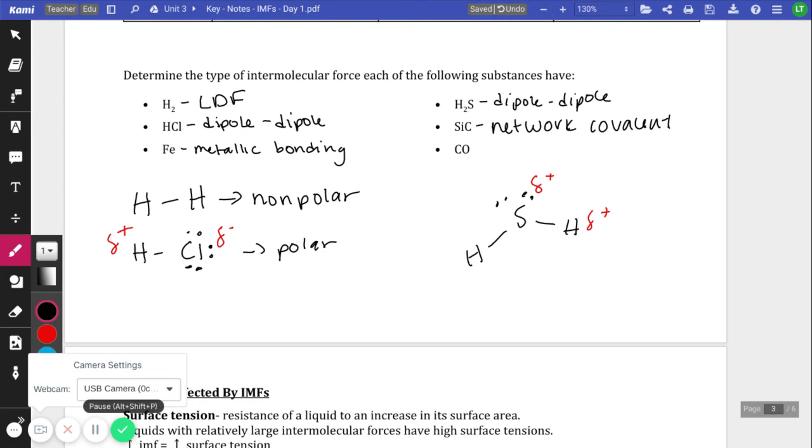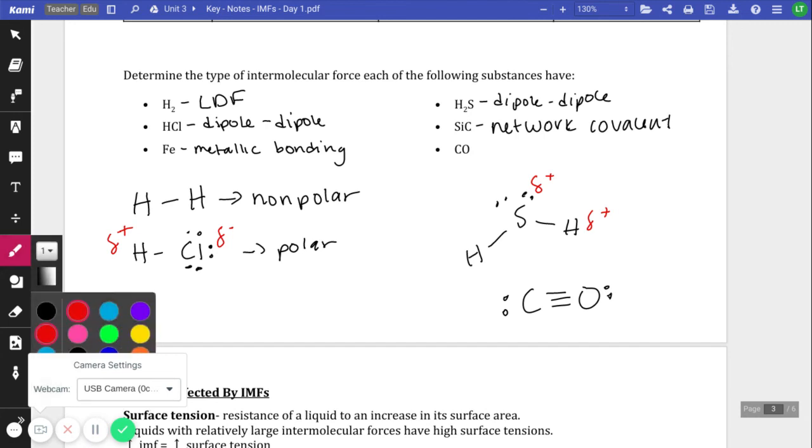And then finally, last but not least, we have CO. So that's carbon. It has a triple bond to oxygen, like that. Okay, guys, and our carbon has an electronegativity of about 2.5, while oxygen has an electronegativity of about 3.5. Carbon is going to be slightly positive. Oxygen is going to be slightly negative, leaving us with a polar compound here. So once again, this one is going to have dipole-dipole forces between it.